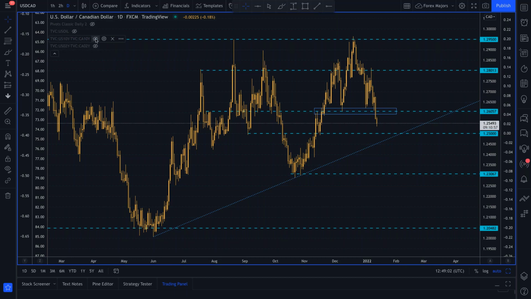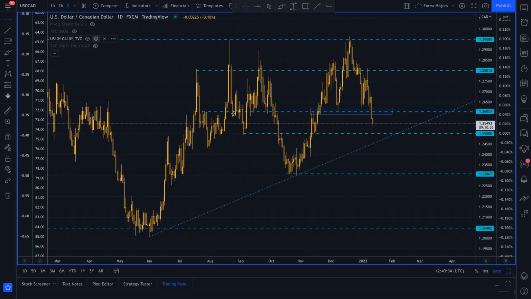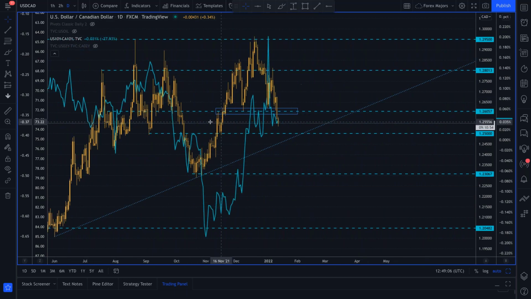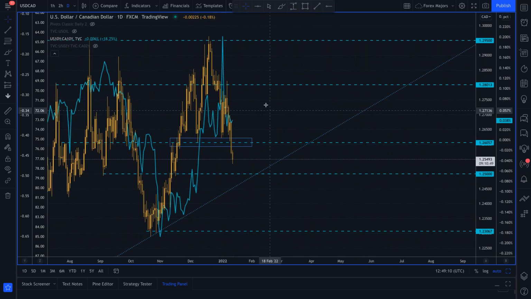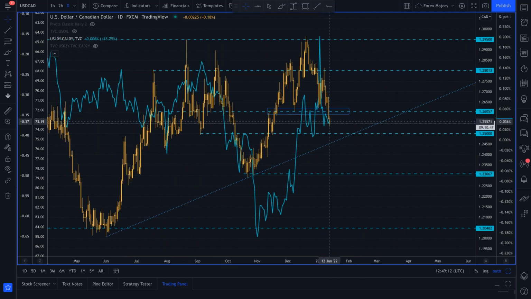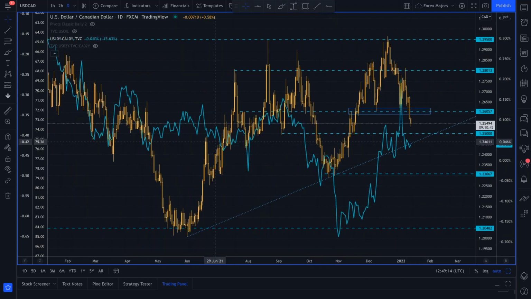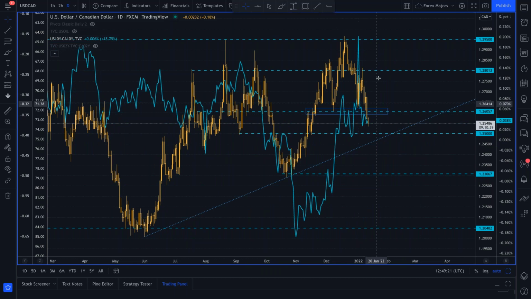Now, if you just take a look at the US 10-year yields and the Canadian 10-year yields, you can see there's this move higher in the bond yield spread between the two. So typically that will support prices. When bond yield spreads move higher, that should support an upside. So look out for that.